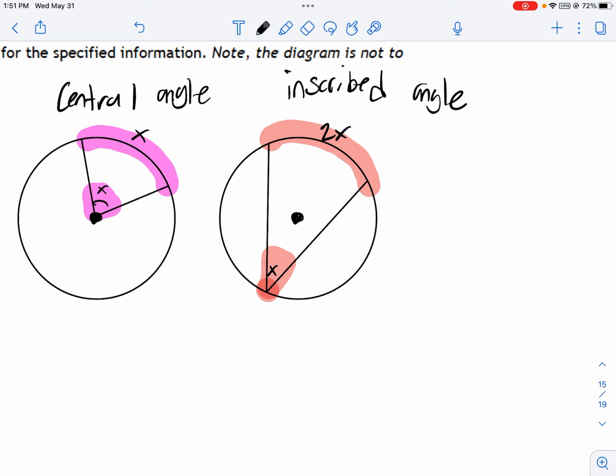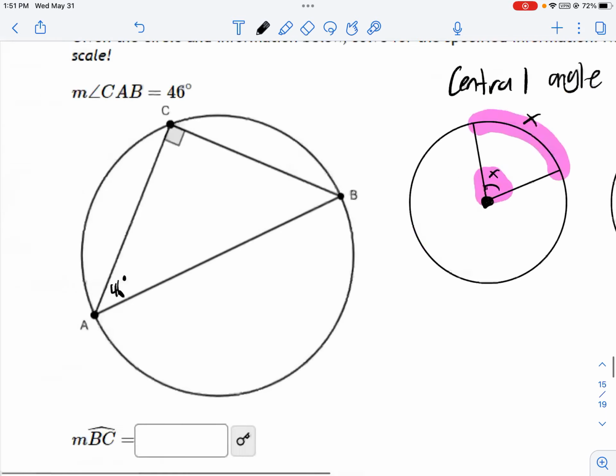So if the angle is 30 degrees, double that, you get 60 degrees. There's the measure of the arc. Or vice versa, if you know the arc is 60 degrees, we know half of that is the angle, 30 degrees.